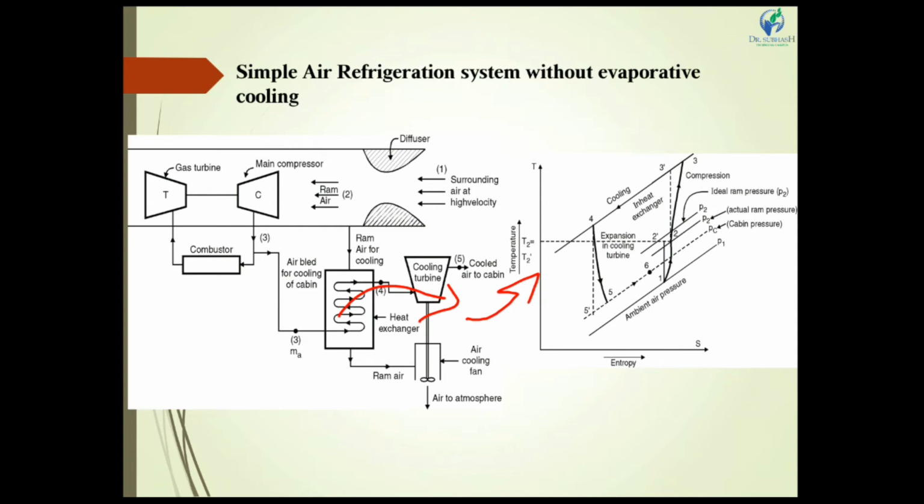As the graph mentions, process 4 to 5 is the expansion process or cooling turbine process, and process 5 to 6 is at cabin pressure. We have to draw this cooling air into the cabin. For running the cooling turbine, we have to give the ram air from the heat exchanger out to atmosphere with some initial propeller, which will give the initial rotation of the cooling turbine.